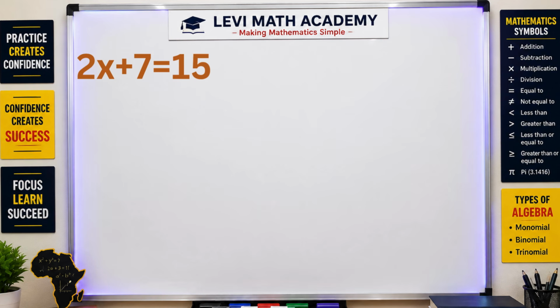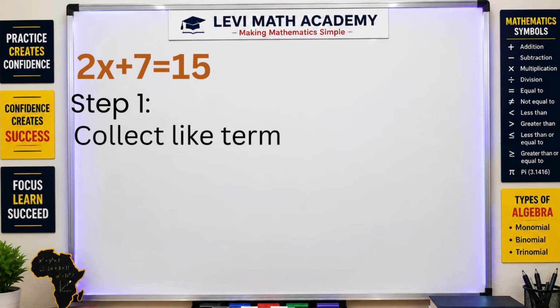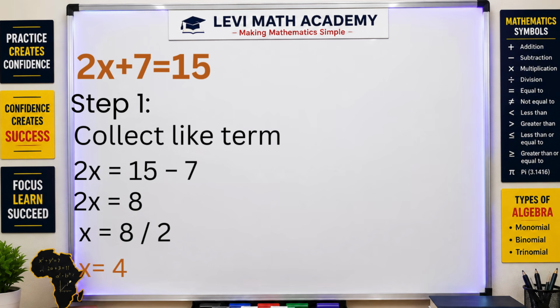This type of question appears very often in examinations. 2x + 7 = 15. Step 1. Collect like terms and move +7 to the right side as -7. 2x = 15 - 7. 2x = 8. Step 2. Divide both sides by 2. x = 8 ÷ 2. x = 4. Always remove addition or subtraction first.